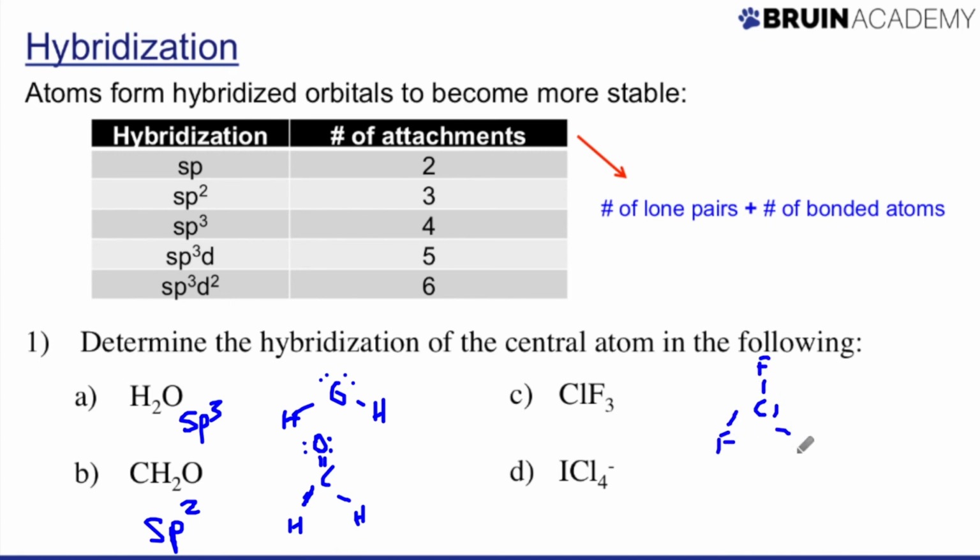ClF3 had a total of 5 things attached. And so we call that sp3d. And then ICl4 minus had 4 Cls attached and 2 lone pairs, total of 6 things. And so that's going to be sp3d2. And so that's really all you need to know for hybridization.